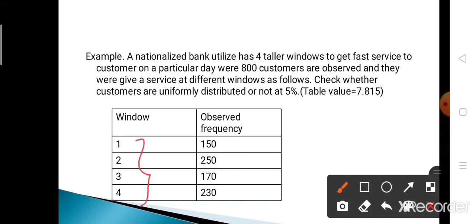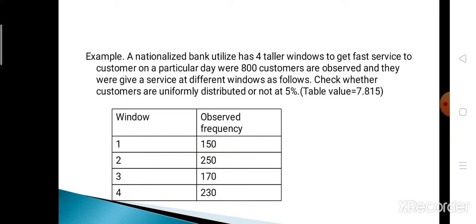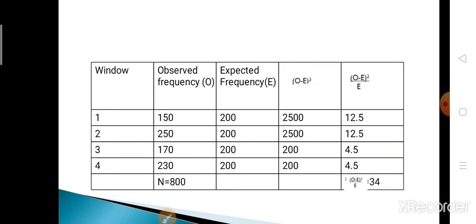There are 4 teller windows: 1, 2, 3, 4. The total customers are 800. Here the observed frequencies are 150, then 250, 170 and last 230. These are the observed frequencies. Now calculate the expected frequencies first.